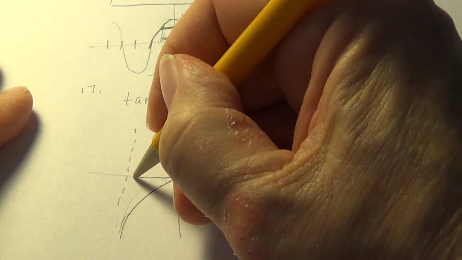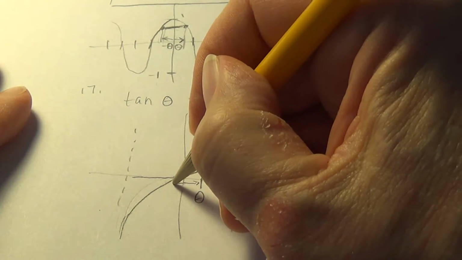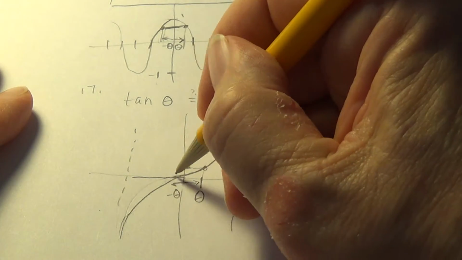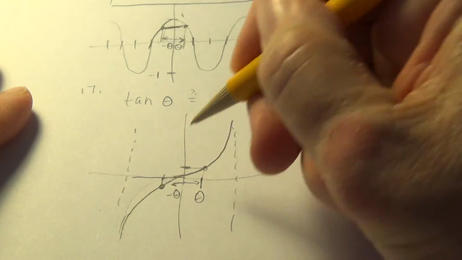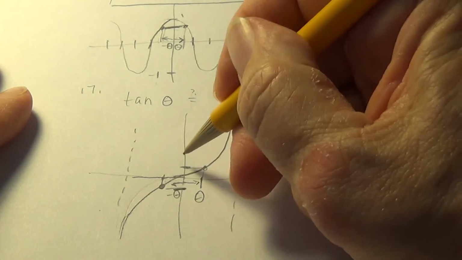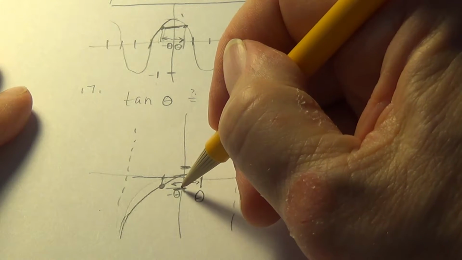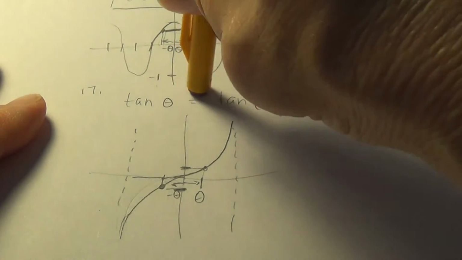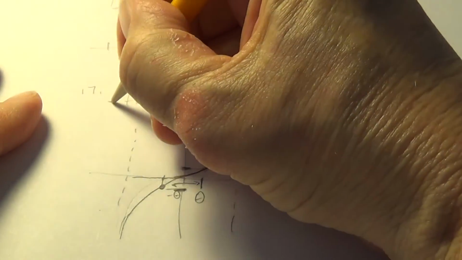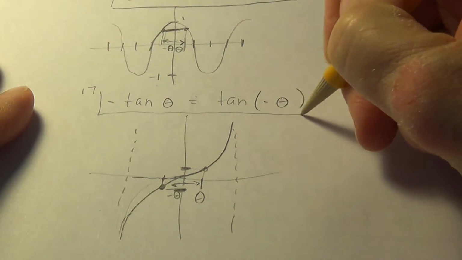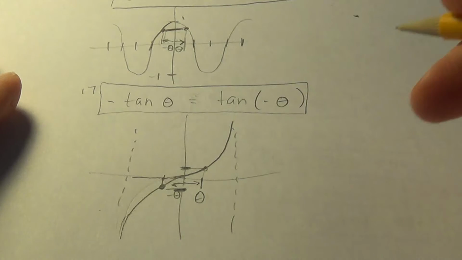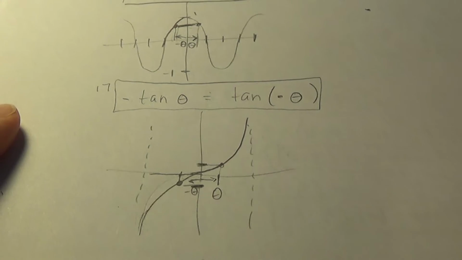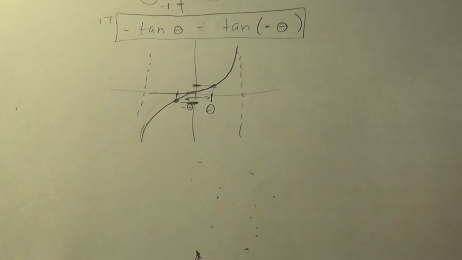Alright, see if this makes my point. If I go out negative theta in this direction, I come down and hit the graph, and I read it over here. So tangent of theta was up, negative. Tangent of negative theta was down the same amount. So it works like the sine curve. They're not equal unless I put a negative sign in front of one side or the other. So this trig ID allows me to pop out this negative sign in front of tangent like I could with sine. Alright.